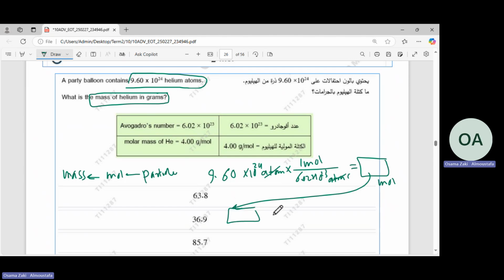Then this answer, which is in moles, should be multiplied by the molar mass. This is the molar mass, so times 4 over 1 mole. We can cancel mole and mole to get the answer. So two steps: first convert from particles to moles, then from moles to mass.